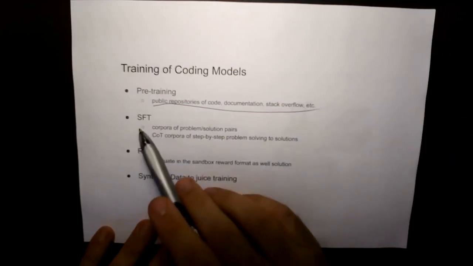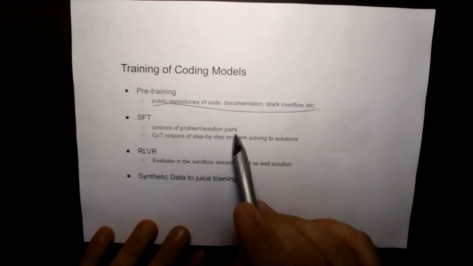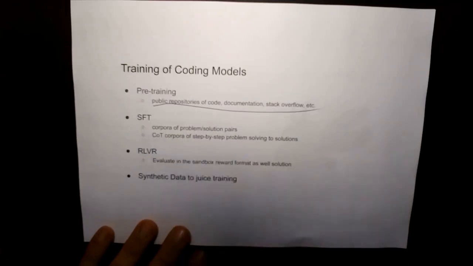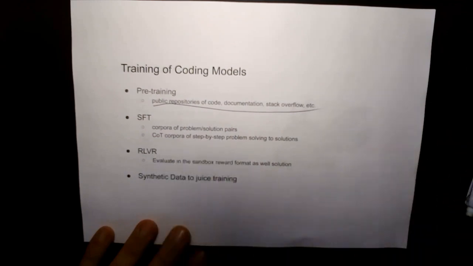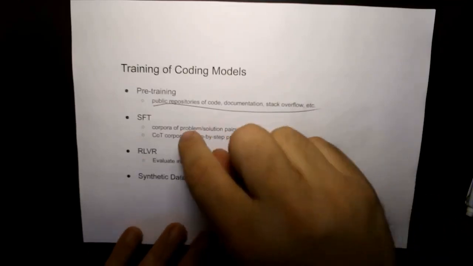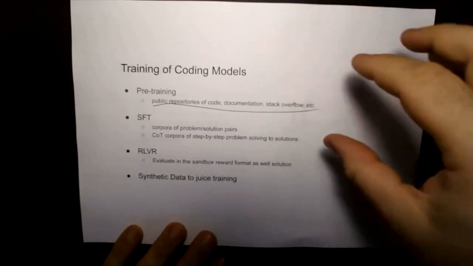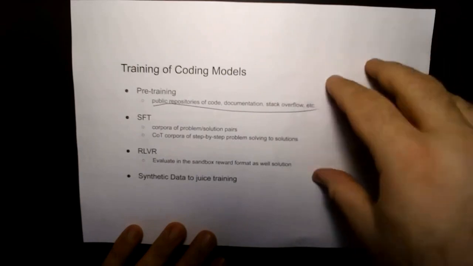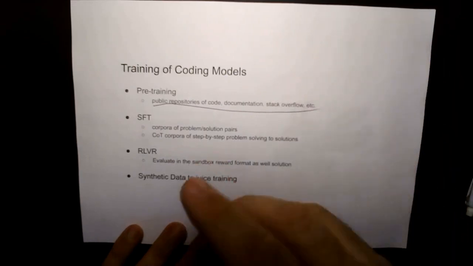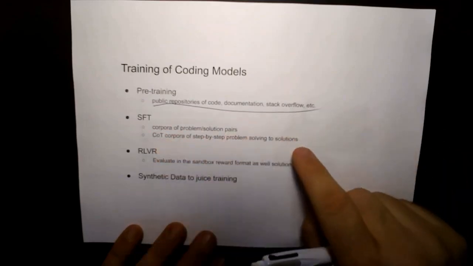And then it also has supervised fine-tuning. There are corpora of problem solution pairs that get fed in to give a little more instruction following. Then there are chain of thought corpora where people in the field have seriously annotated step by step paths that are followed to solve a problem. Those are very useful but expensive to obtain corpora.